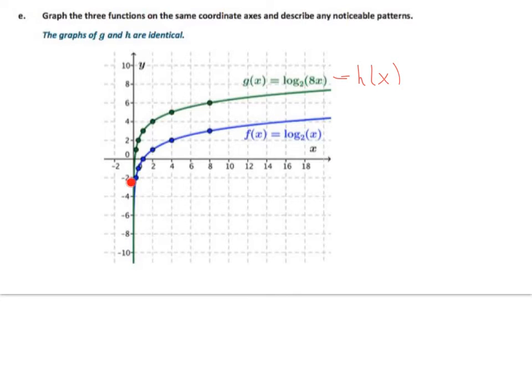Pointing out the fact that we talked about g of x when we described the sequence of transformations. g of x was the horizontal scaling by a factor of an eighth, okay? Horizontal scaling by a factor of an eighth. And h of x was the vertical transformation, the shift up 3 units.